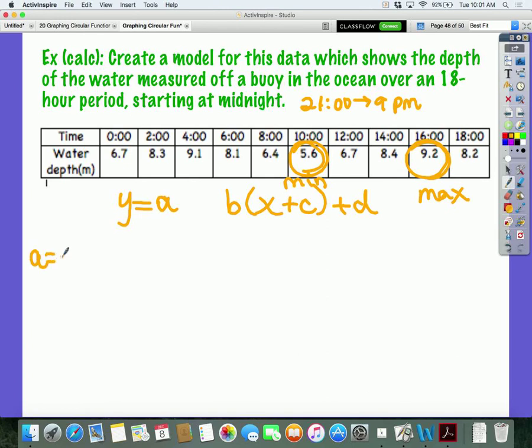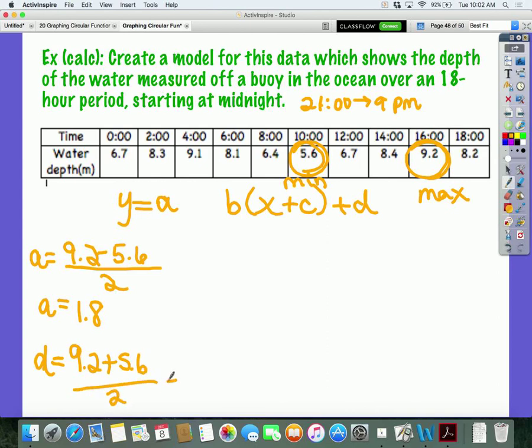So to find our amplitude, I'm going to take my max and subtract my min and divide by 2. So when I subtract and divide, 1.8. So I already know that my A is 1.8. Easy enough, right? To find my D, which represents my vertical shift, I do max plus min divided by 2. 7.4.